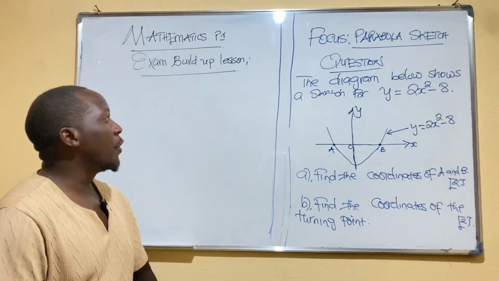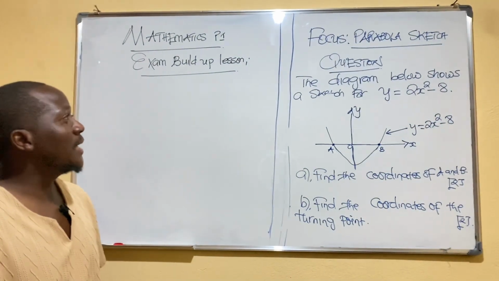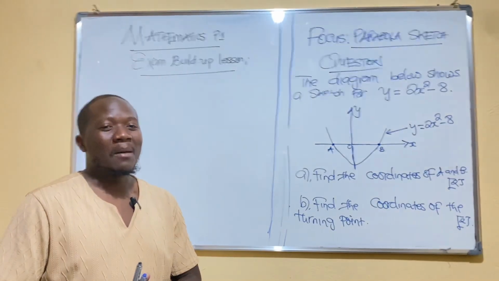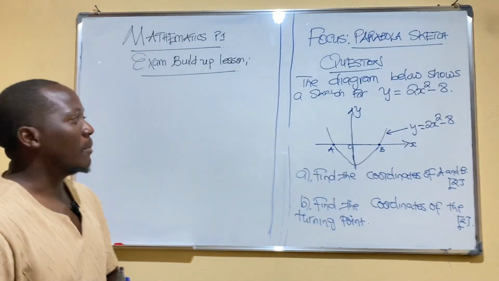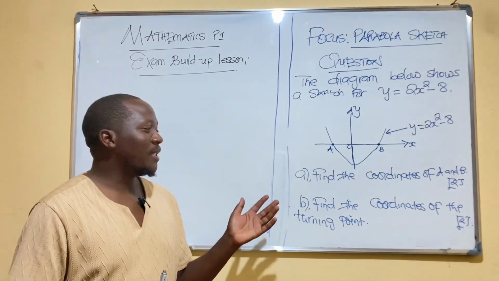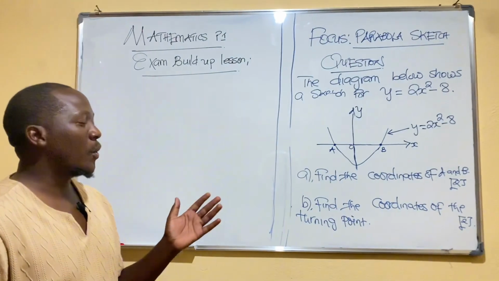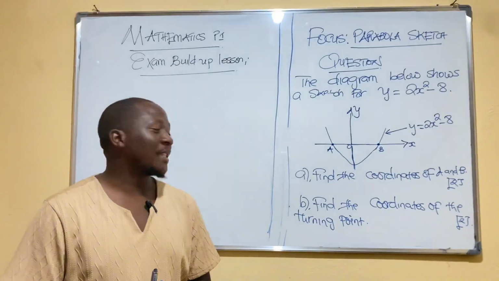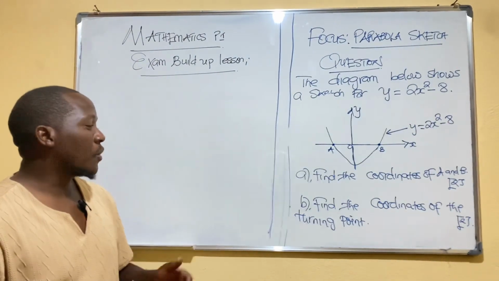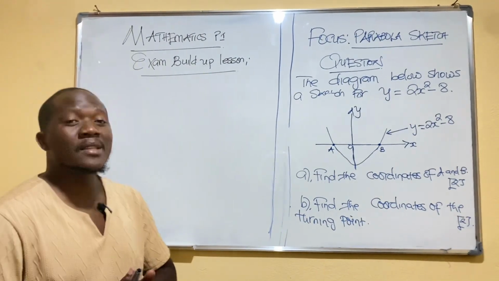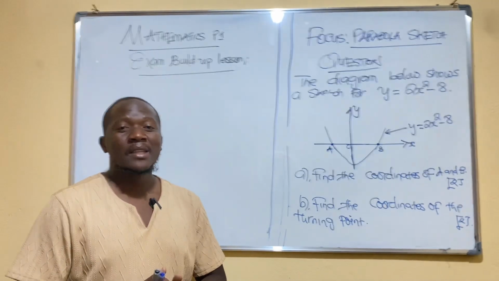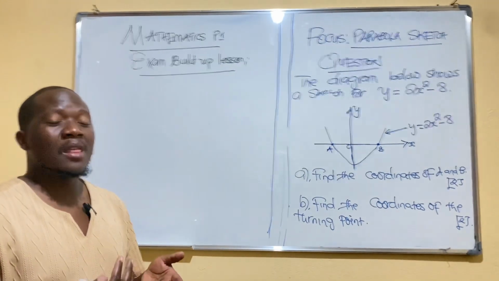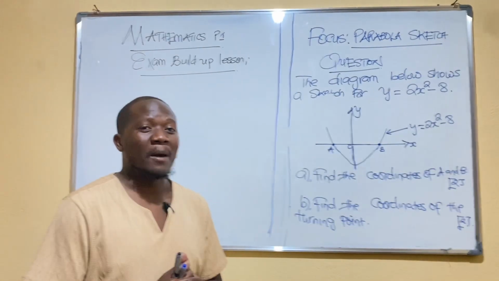And in this tutorial, we're of course going to consider the parabola sketch that is usually brought amongst the last questions in Paper 1. We're going to discuss how best we can find the coordinates of A and B, given the equation of the sketch. Then lastly, we're also going to talk about finding the coordinates of the turning point. Sometimes they may specify the nature of the turning point, which can be either minimum or maximum.